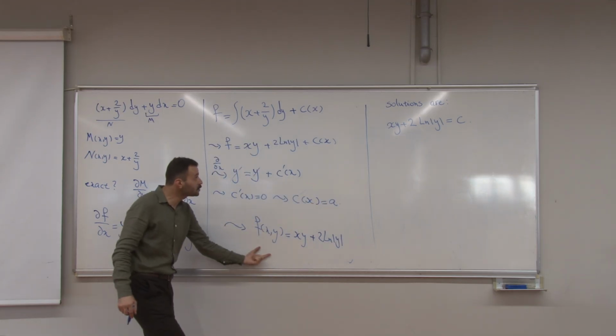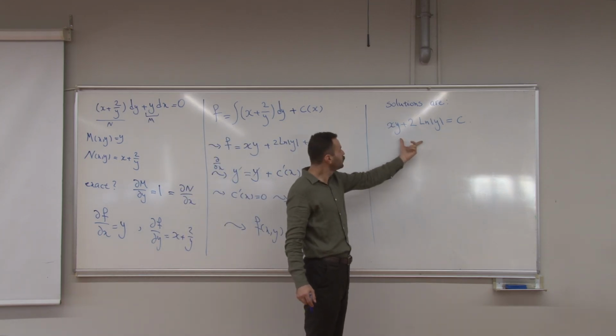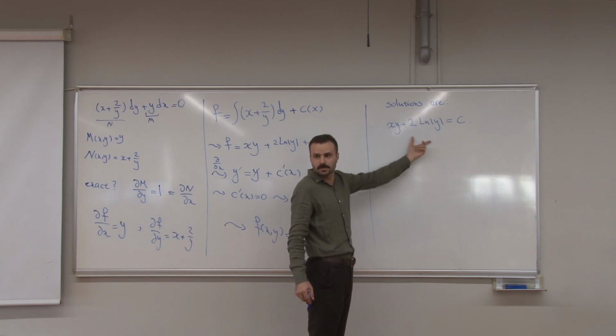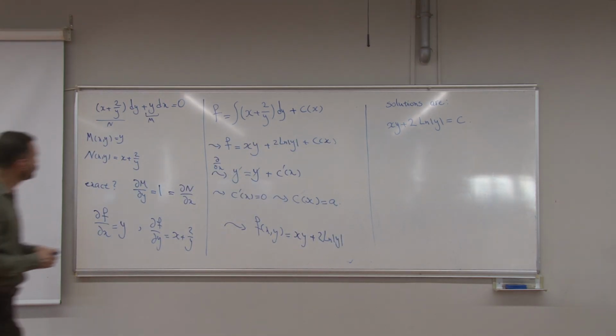So after recovering this, what my solutions are going to look like? It is xy plus 2 ln y. It is exactly the same. Okay?